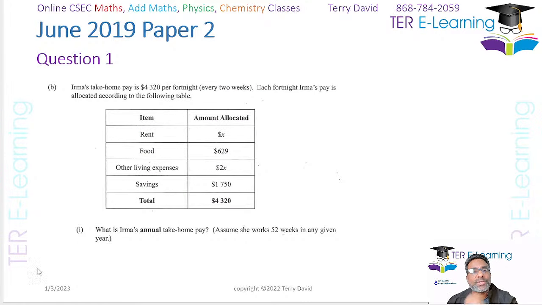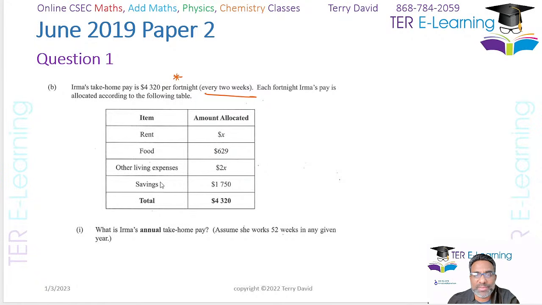All right, let's move on to the next one now. Irma's take-home pay is $4,320 per fortnight. This question is based on consumer arithmetic. We are talking about a salary here. Some students weren't sure what a fortnight is. A fortnight means that you are paid every 2 weeks. So her take-home pay every fortnight is $4,320.